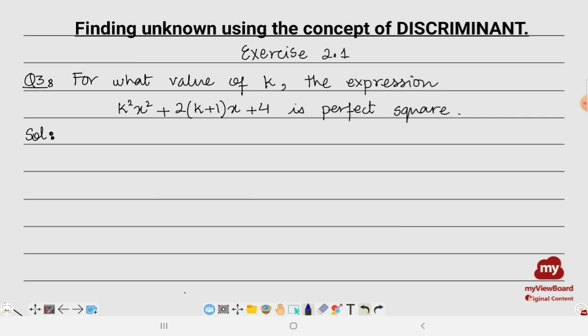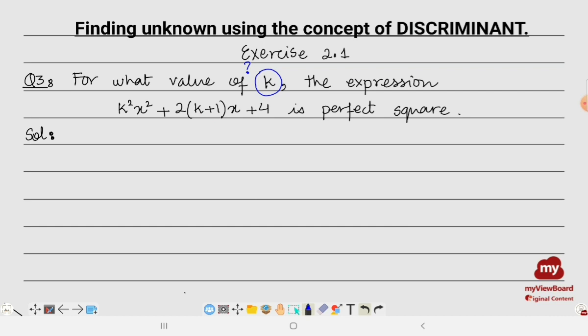In this video, we are going to find out the value of the unknown using the concept of discriminant. So we are going to solve a question from the exercise. For what value of k, which means we have to find the value of k, is the expression a perfect square? Now how are we going to relate this question with the concept of discriminant?